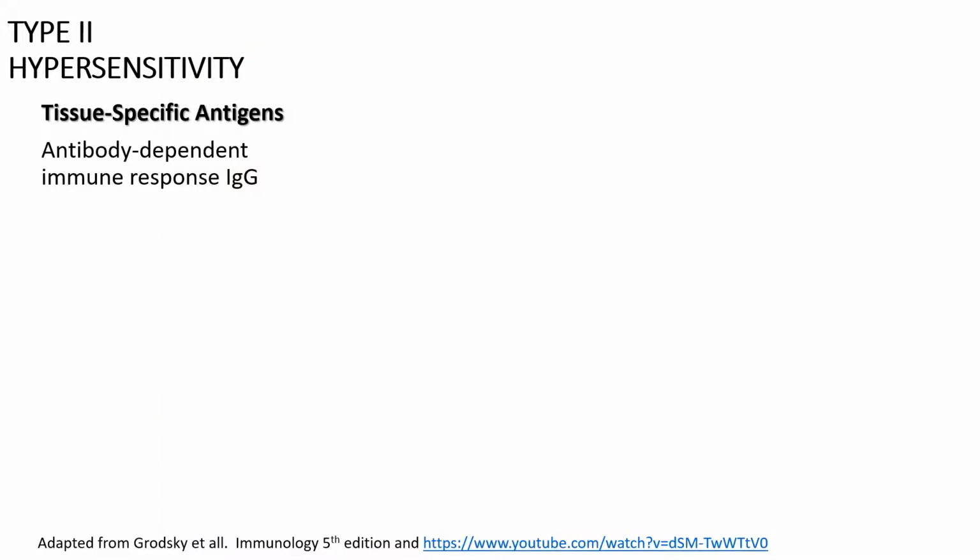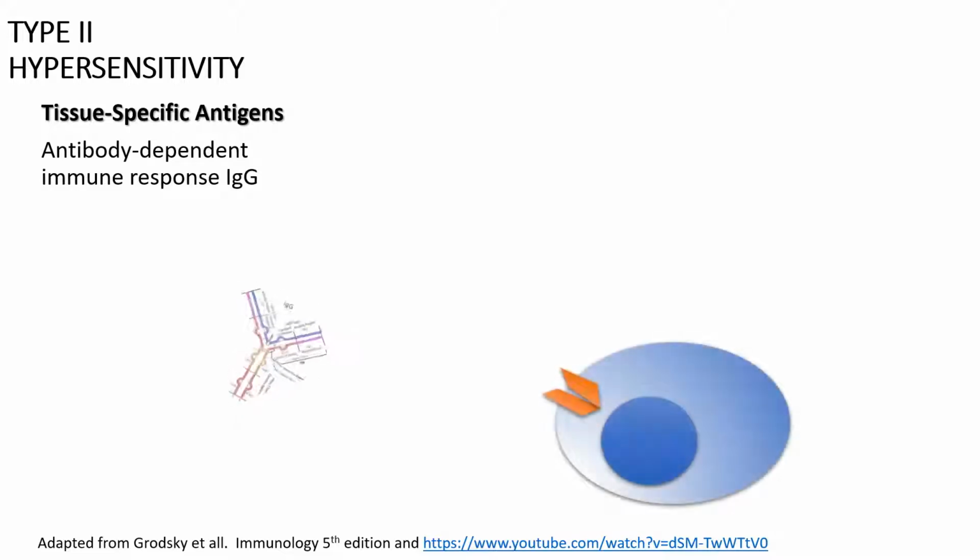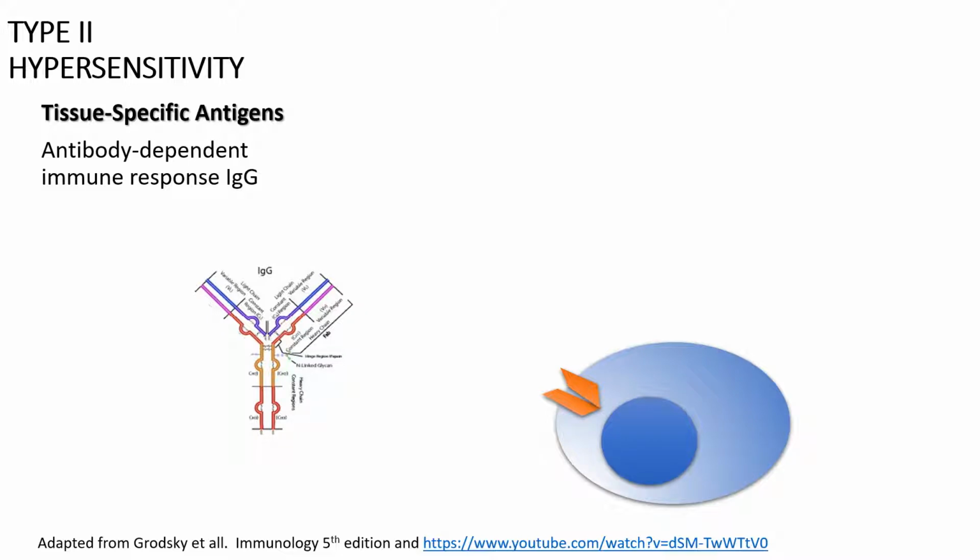Type 2 hypersensitivity reaction now requires tissue-specific antigens and the production of IgG. What this means is that whenever there's a cell surface receptor and the allergen or the drug that's immunogenic binds to that cell surface, we now have a tissue-specific antigen. And when the body reacts with production of IgG, this IgG will activate the complement.